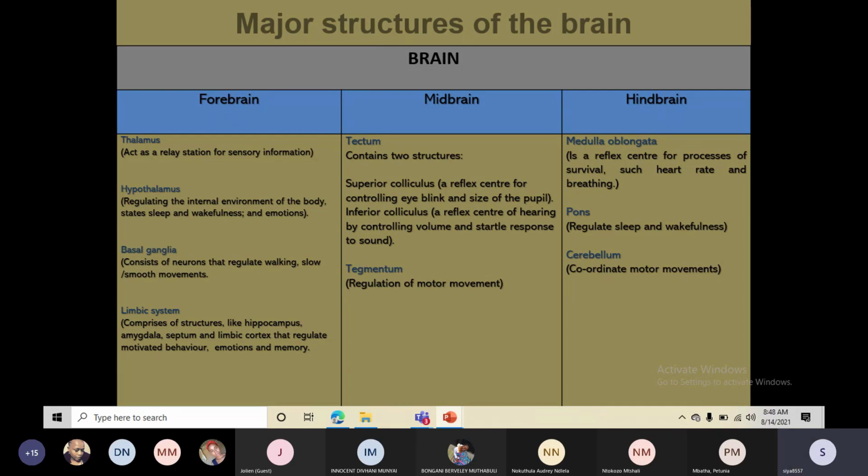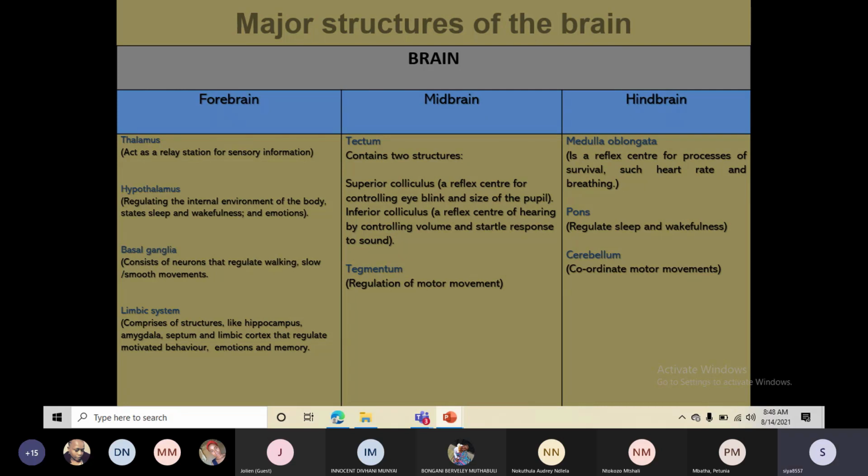Then hindbrain. Hindbrain consists of 3 important structures, that is pons, cerebellum, as well as medulla oblongata. Medulla oblongata is a reflex center for processes of survival, such as heart rate and breathing rate. So medulla oblongata is the most key structure in our body, in our brain. It's the most important structure.